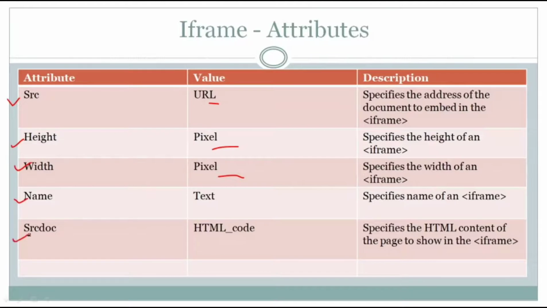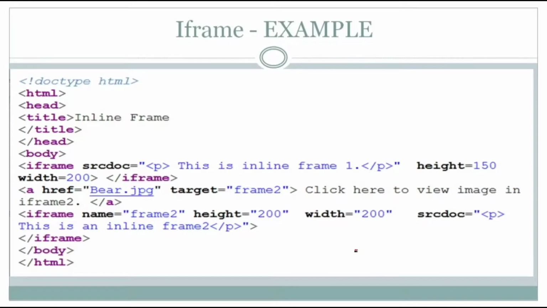Then the next is the SRC doc. Now this has the value of the HTML code. If you want any text to be displayed using the HTML tags within the iframe area, then we have to use the attribute of SRC doc. Now let us see the example for iframe.